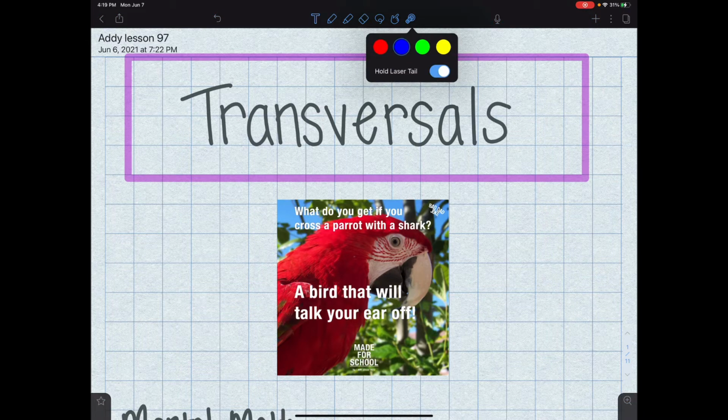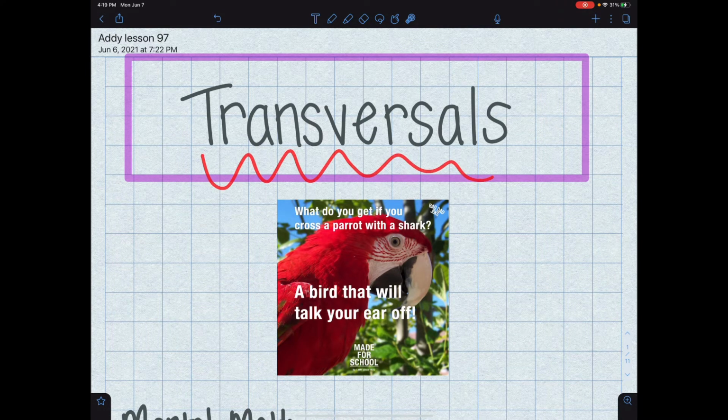This lesson is going to be super fun because we are going to talk about transversals. I know that's a new vocabulary word for you, but guess what? There's going to be a lot of new vocabulary words in this math lesson. So you're going to have to pay lots of attention.